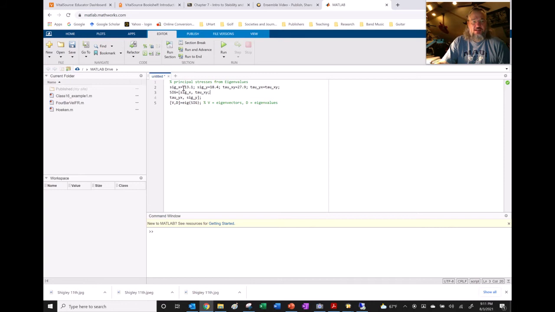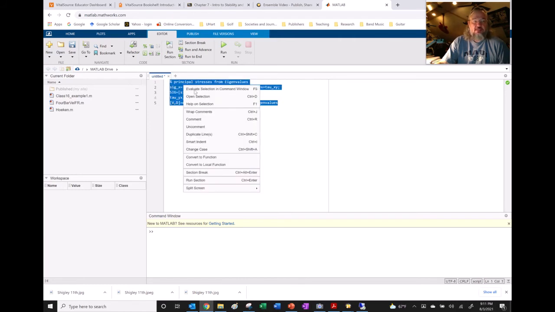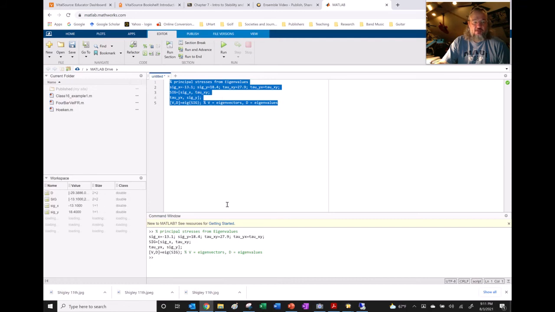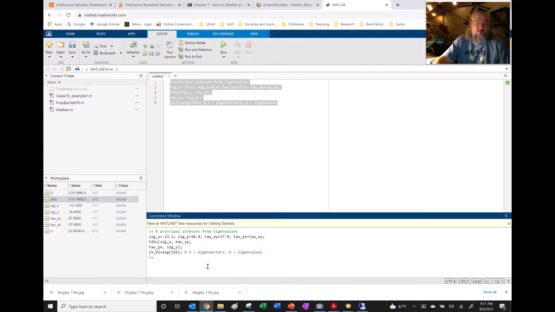So instead of saving it as anything, I'm just going to highlight this. Okay, so recognize this as being that first example, right? Negative 13.1 and 18.4 and 27.9, right? So if I just go ahead and hit evaluate the selected right there, it solves it. And you can see down over in here, here's the solution. Let's write in D. What is D?